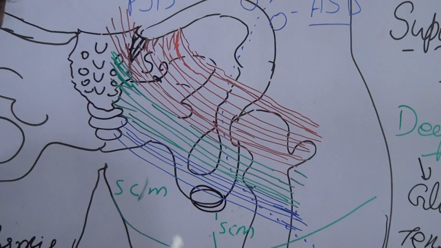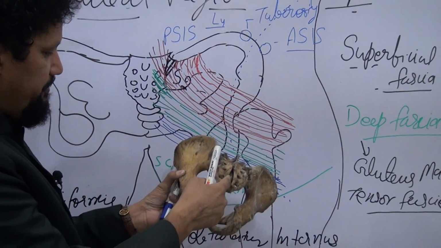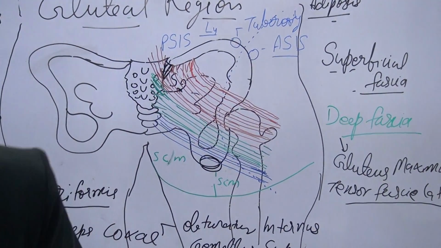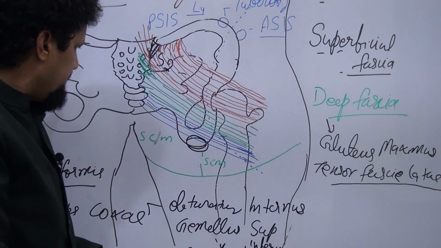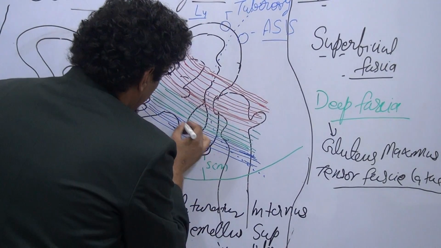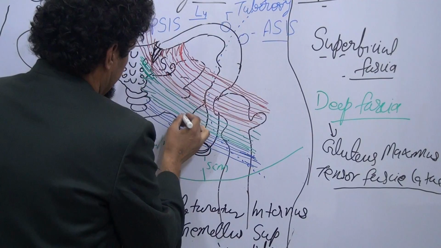So some fibers of gluteus maximus are taking origin from this sacrotuberous ligament. The lowermost and deep fibers are coming from the sacrotuberous ligament, which is here.